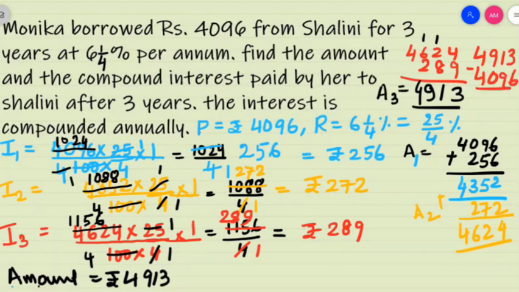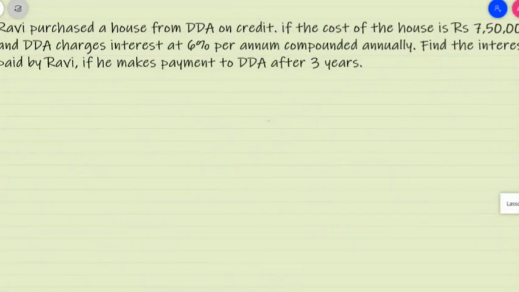4096. So let us see the next question. Ravi purchased a house from DDA, Delhi Development Authority, on credit. If the cost of the house is rupees 7,50,000 and DDA charges interest at 6% per annum compounded annually, find the interest paid by Ravi if he makes payment to DDA after 3 years.